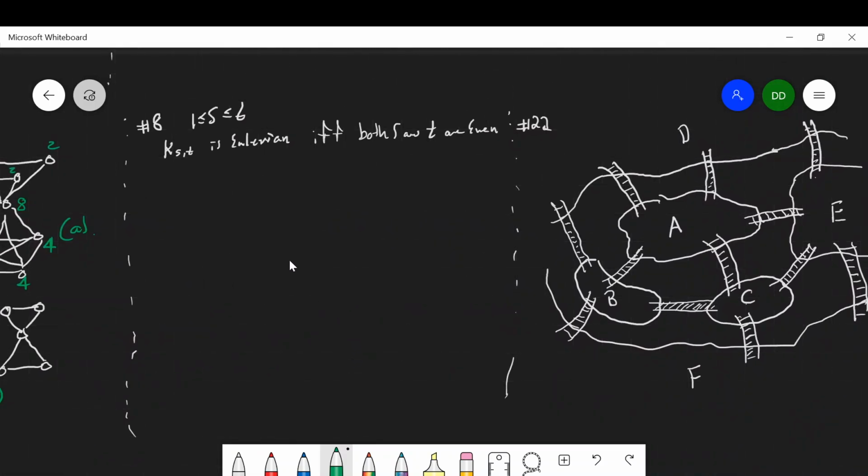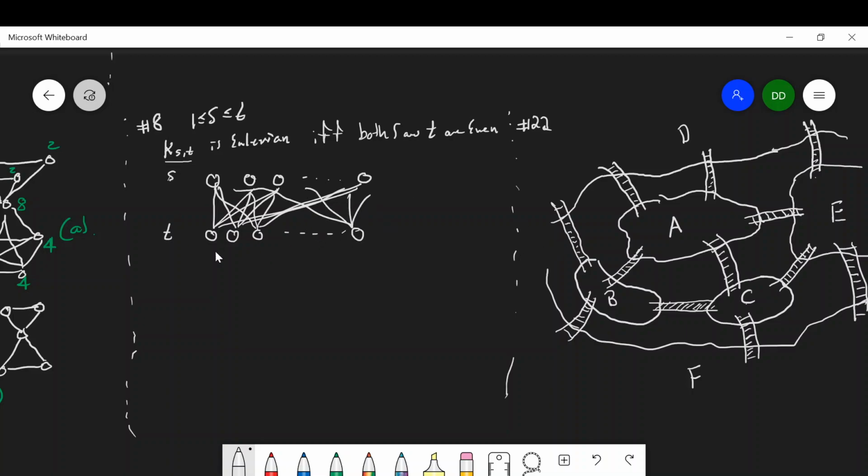So this is asking us to show the complete bipartite graph K_{S,T} is Eulerian if and only if both S and T are even. So I'd like to use that theorem again. It says a graph is Eulerian, contains an Eulerian circuit, if and only if every vertex has even degree. So complete bipartite graph K_{S,T}. That means I'm going to have S vertices up here and T vertices down here, and then all the edges possible in between them. That's how you make the complete bipartite graph. And there's no edges between vertices of U or vertices of W.